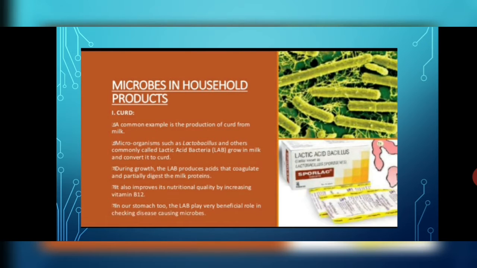Now let us see how we use microbes for human welfare. Let us first discuss microbes that are used in household products. The first and the most important is the lactic acid bacillus or lactobacillus, the LAB. This bacteria is used in our everyday life to create curd from milk.